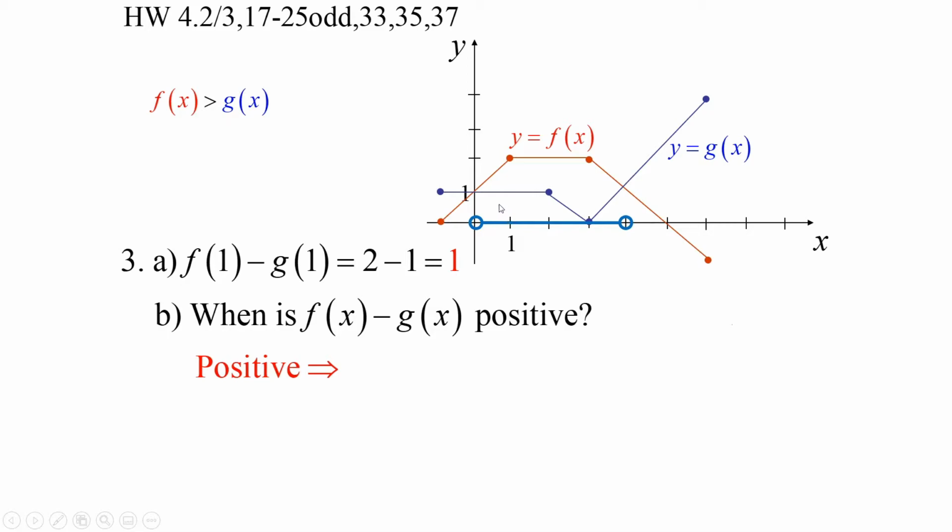All right, do you agree that in the open interval from 0 to 4, f of x is greater than g of x, therefore f of x minus g of x would have to be positive. So let's write our double inequality. So my left bound is 0. And that's an open dot, so 0 is less than x, and my right bound is open, less than what number? What is that x value? 4.